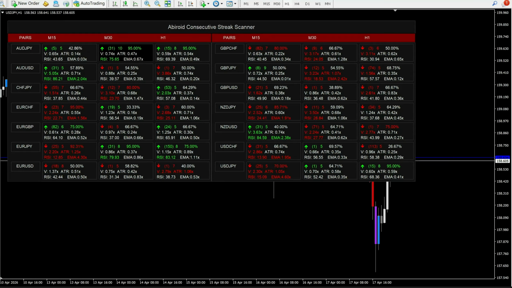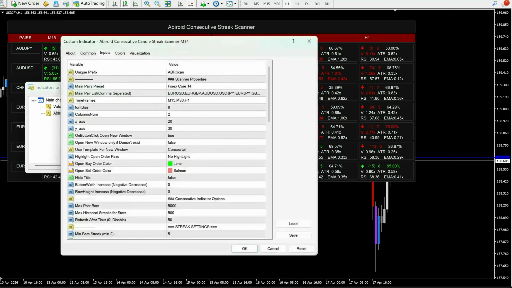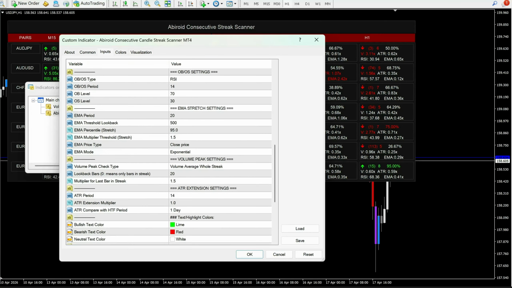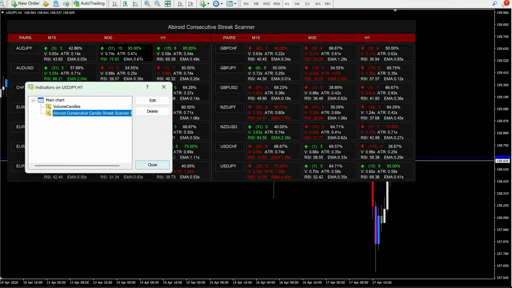Now the first one is the volume filter. It will check for volume exhaustion. To check that, you can either look for the very last bar in a streak, or you can take the volume average of the whole streak and compare that average with the look back number of bars. So let me show you what that means.